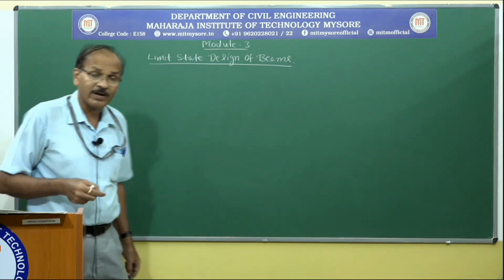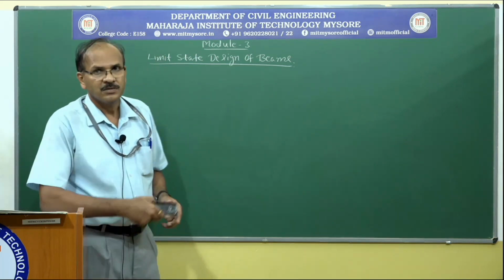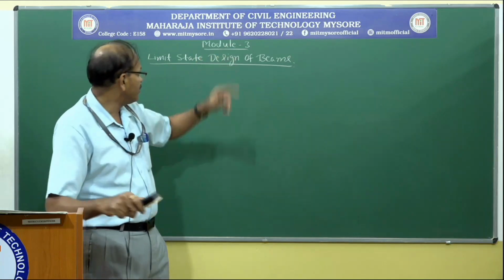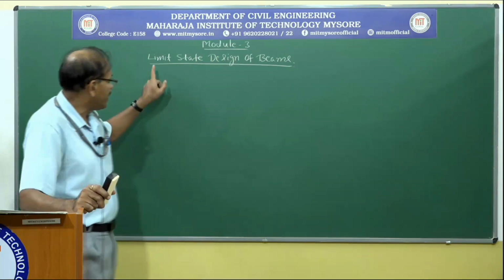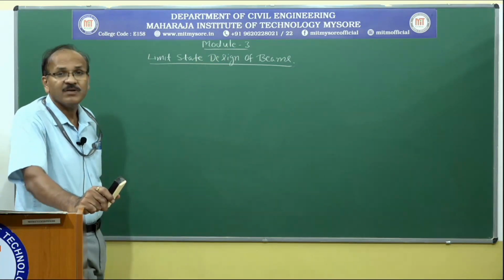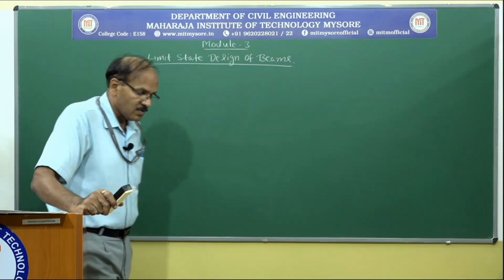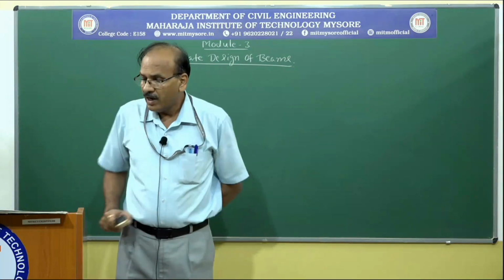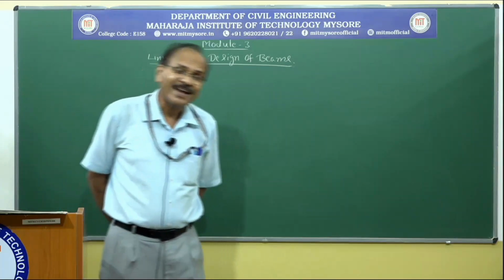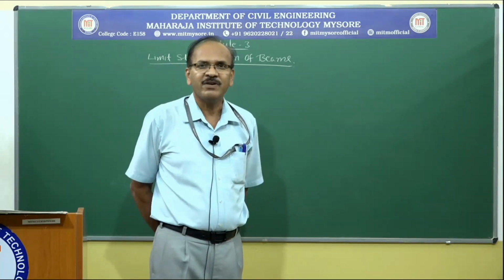Hello, welcome back to the class. Today I am going to start module 3. Module 3 is about limit state design of beams. In module 2 it was limit state analysis of beams. So what is the difference between those two?